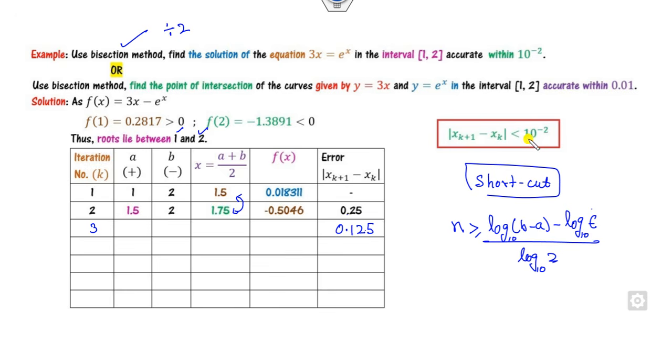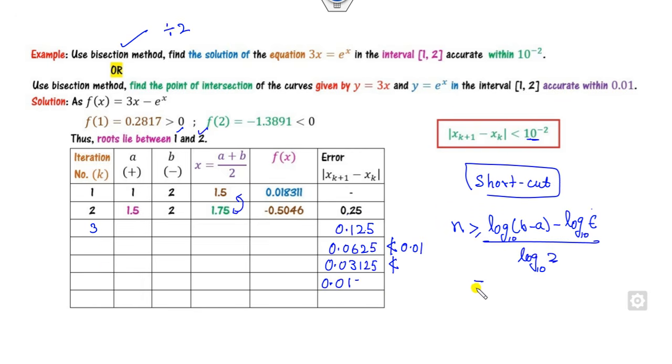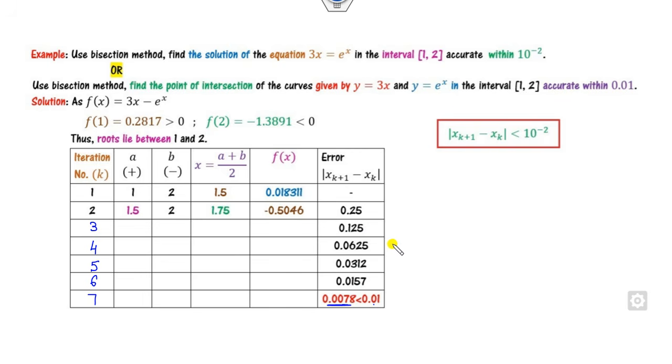This is 0.25, which is not less than this, so we can find the next value, 0.125. Again, which is not less than 0.01, we can find the next value. Again, this is not less than this, we can find the next value, and so on. You can see at this point it is less than this. So how many steps are needed? You need 7 steps. Otherwise you can find from here, again you will get 6 point something. That means minimum you need 7 iterations. That's totally your choice.